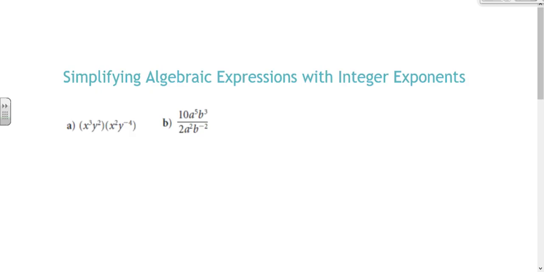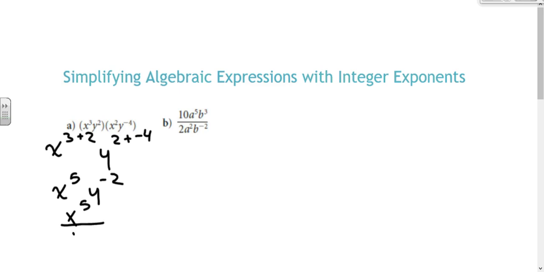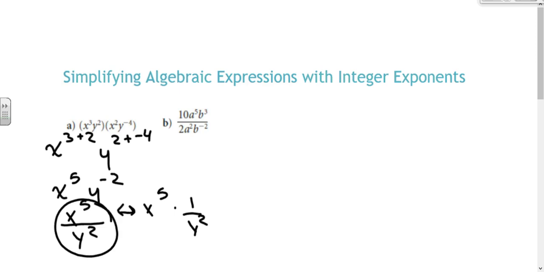Okay, this is with integer exponents. This is, again, you need to watch for those negatives. You need to flip them around. You need to move them out of the way. So if we look at x, this is 3 plus 2, and this is y, 2 plus negative 4. So x to the power of 5, y to the negative 2, which is really x to the 5 over y to the 2. Because of that negative, you need to flip it under. The other way this looks, kind of the intermediary step, is x to the 5 multiplied by 1 over y squared. So same representation, that's the answer we're looking for.